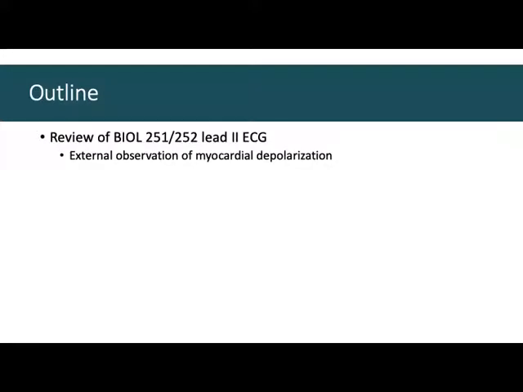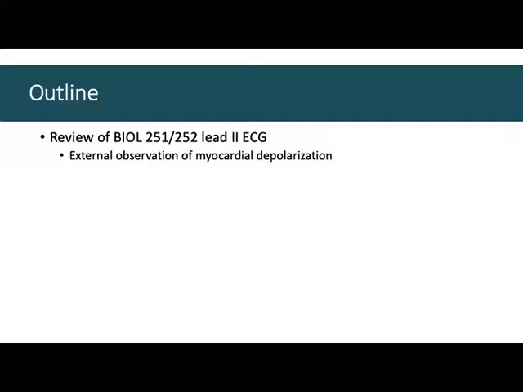You are all probably in the camp of those that went through Bio 251, 252. So that was your anatomy and physiology 2 years ago-ish. And you probably remember all of the lead 2 ECGs, the membrane potentials, action potentials, graded potentials, EPSPs and IPSPs, excitatory postsynaptic potentials, inhibitory postsynaptic potentials.